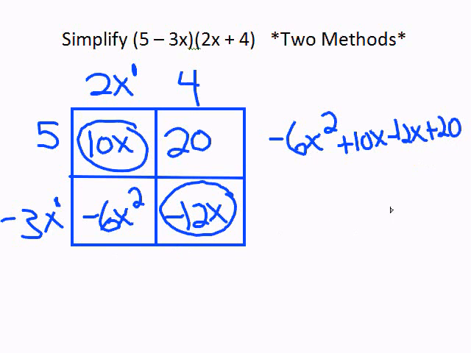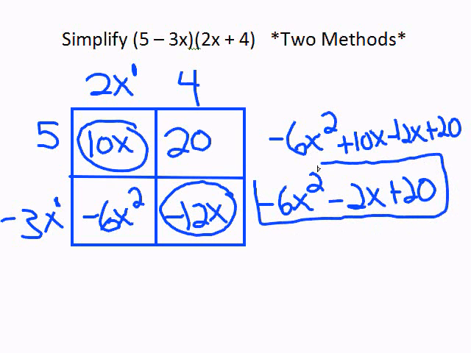So before we're finally done, we go ahead and combine any like terms that we have. Negative 6x squared. 10x and negative 12x combine to give us minus 2x. And then we get a 20 at the end. Since the 20 has no x, we list that at the end as our constant. And writing it from largest exponent down to smallest exponent is called the standard form.